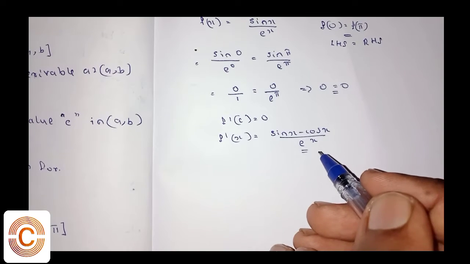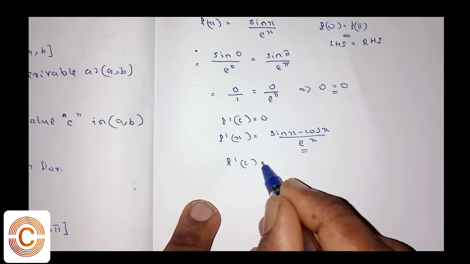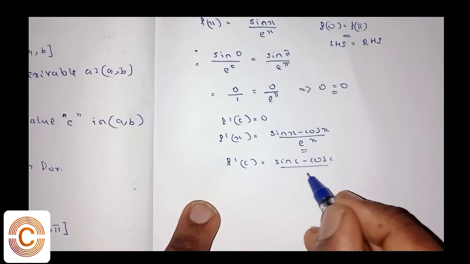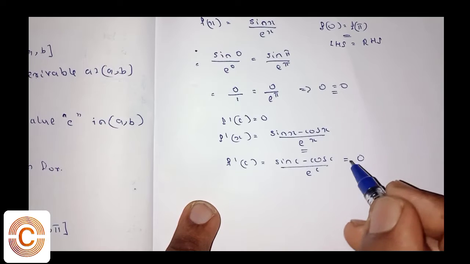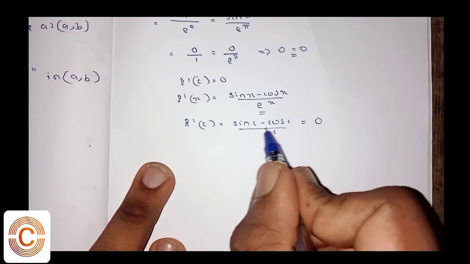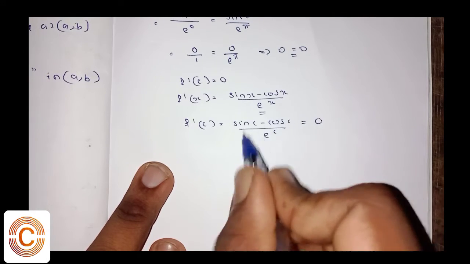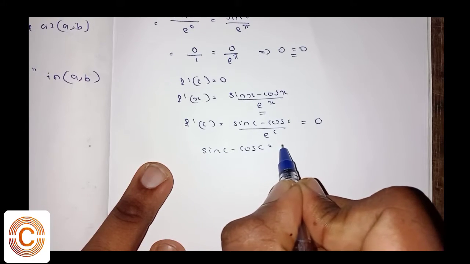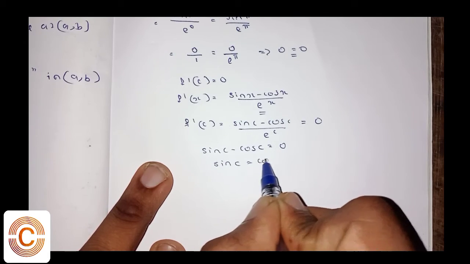Note here that we want to replace x by c. That is, f dash of c is equal to sin c minus cos c divided by e raised to c, and its value is equal to 0. We took f dash of c as equal to 0. So we can take e raised to c in the denominator from the left hand side to the right hand side. It becomes sin c minus cos c equal to 0. So we can write sin c equal to cos c.